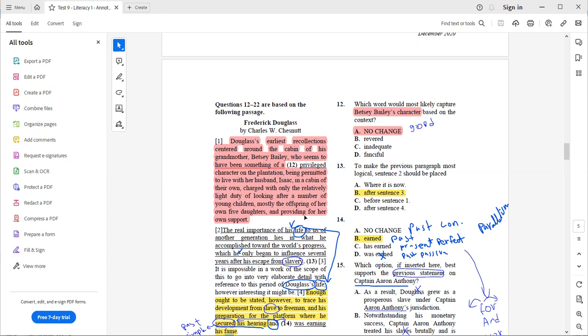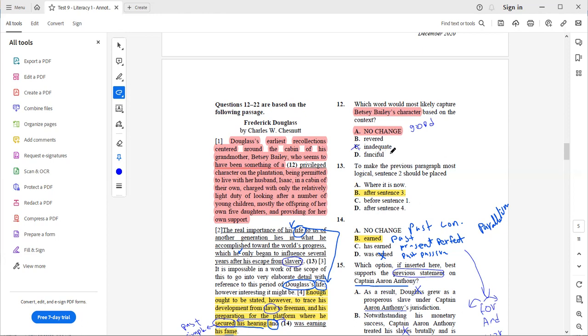Okay, so now look at the words, because we need a word that describes her character. She is a grandmother, and she took care of a number of young children, the offspring of her 5 daughters. So what do you think? Is it privileged, revered, inadequate, or fanciful? And why? I think inadequate means not suitable. If a grandmother takes care of her grandsons and granddaughters, it's not going to be something inadequate, because we know that our grandmother loves us. So this is wrong. Now we are between privileged, revered, and fanciful.